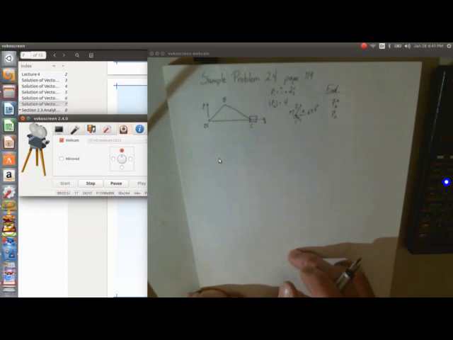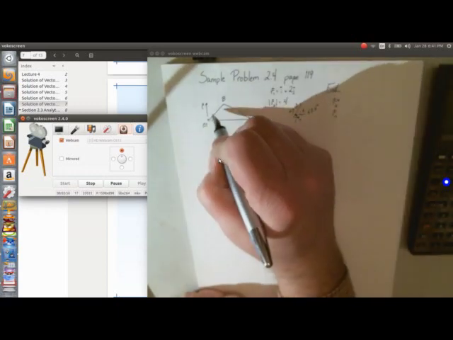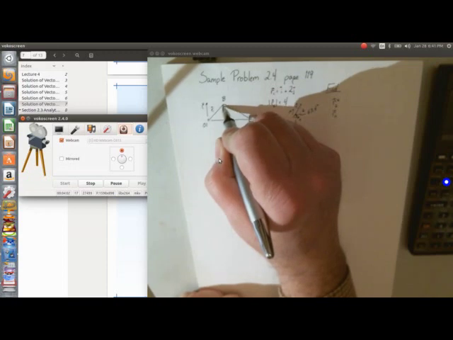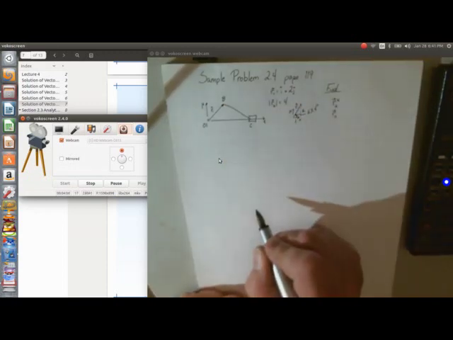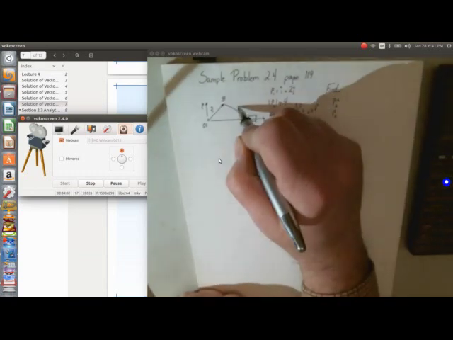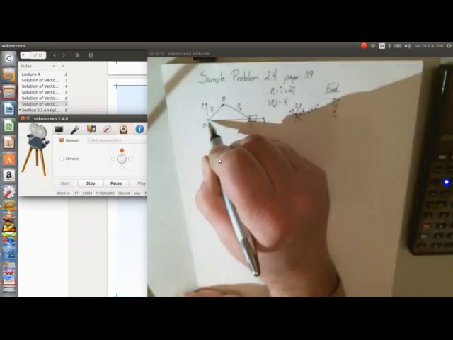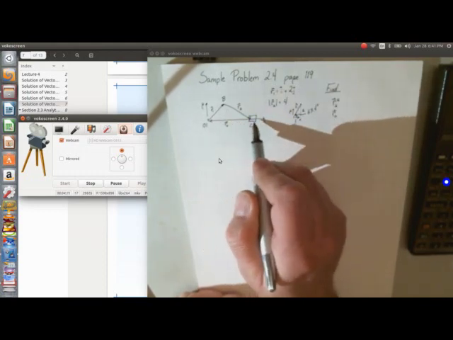I can also go ahead and identify these links as vectors. I said that this was r sub 1. I'm going to define a closed vector chain that is going clockwise. r sub 2 then is the conrod, and r sub 0 is the position of the piston from our origin.